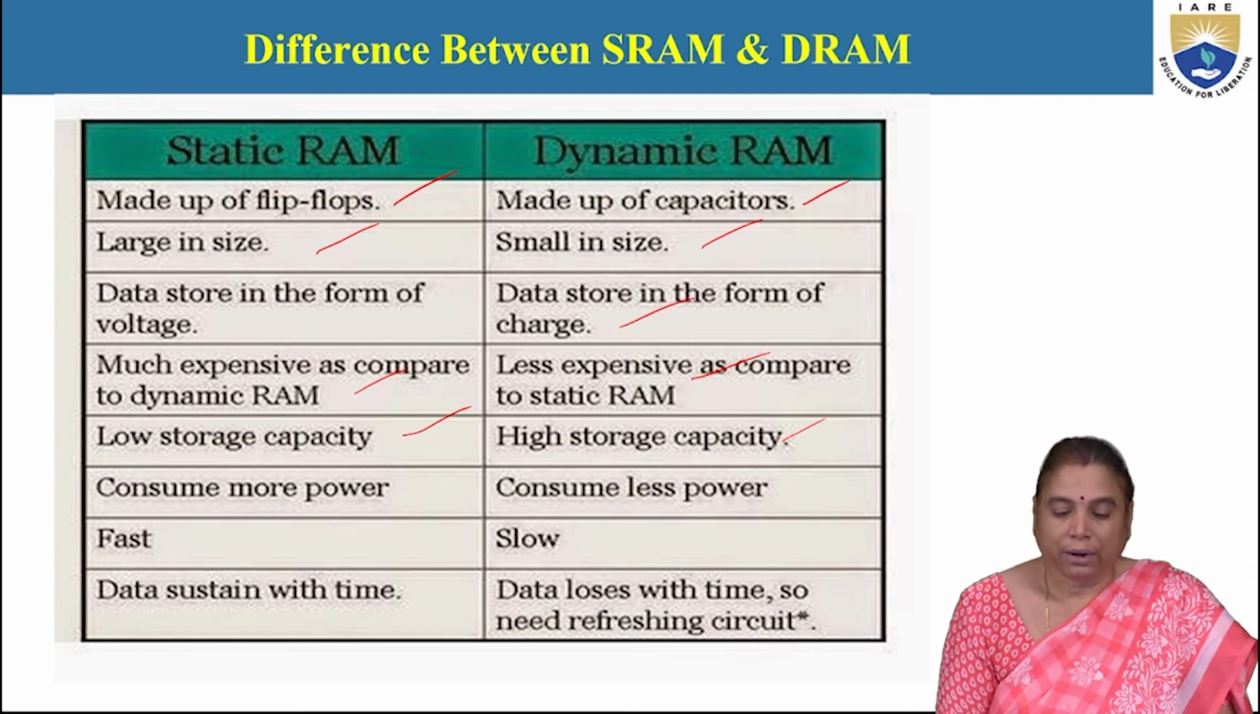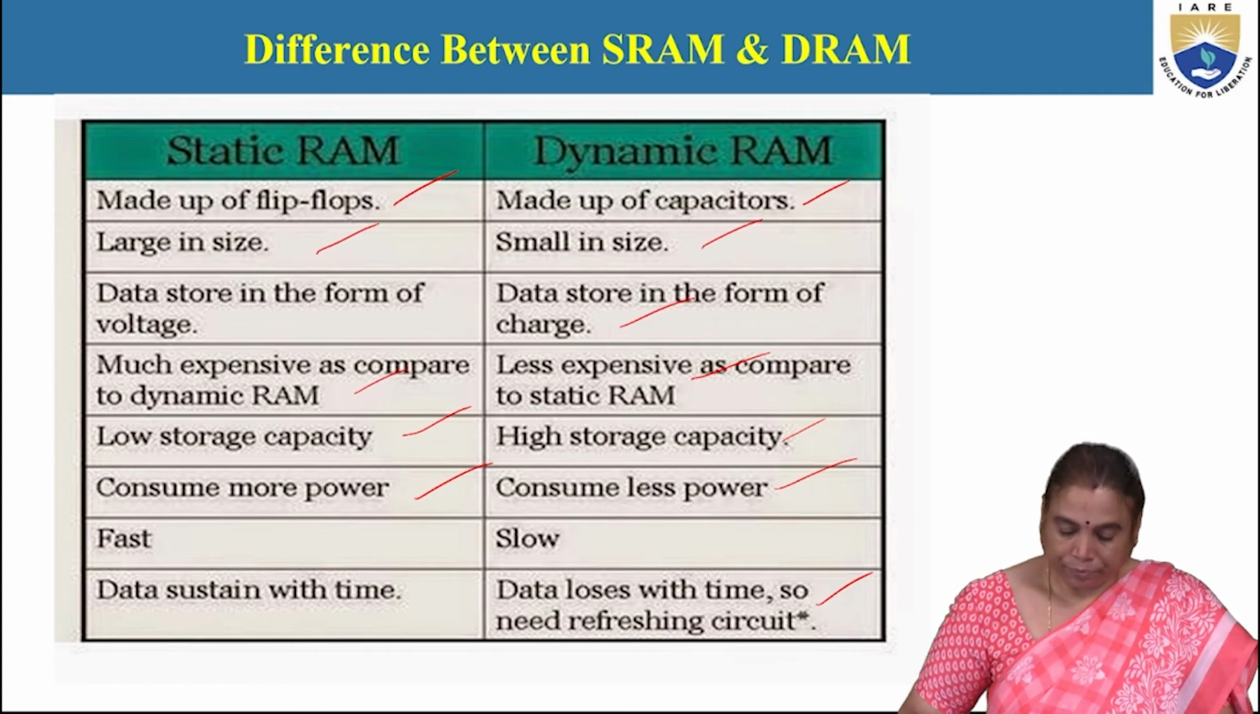Static RAM consumes more power, dynamic RAM consumes less power. Static RAM is fast, dynamic RAM is slow. Data is sustained over time with static RAM. With dynamic RAM, data is lost over time, so refreshing of the circuit is needed in the case of DRAM. So these are the varieties of RAM.